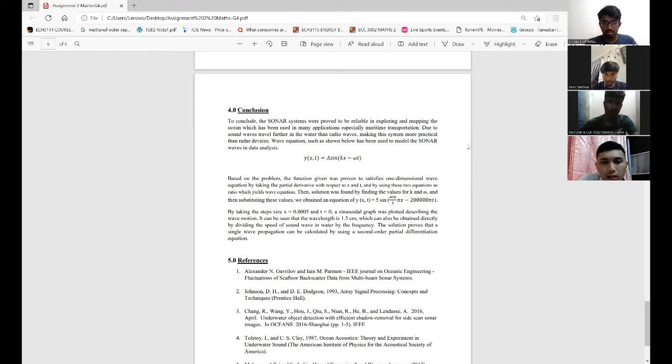Then it can be seen that all three sinusoidal curves have similar wavelength. The value of the wavelength can also be obtained directly by dividing the speed of sound wave in water by the frequency. And therefore, to conclude, the solution found throughout this problem proves that a single wave propagation can be calculated by using a second-order partial differential equation. So that's for the conclusion.